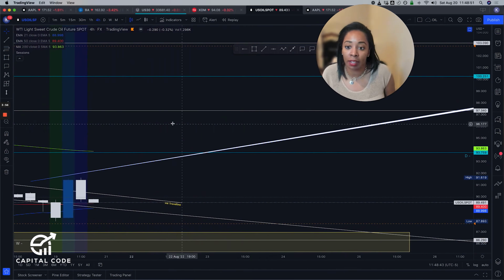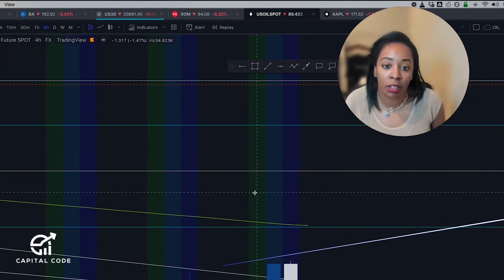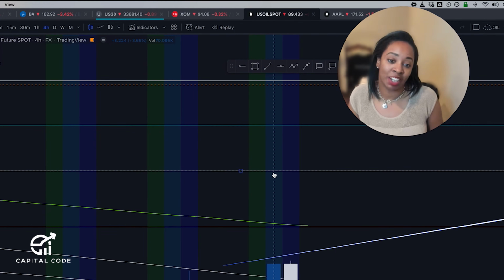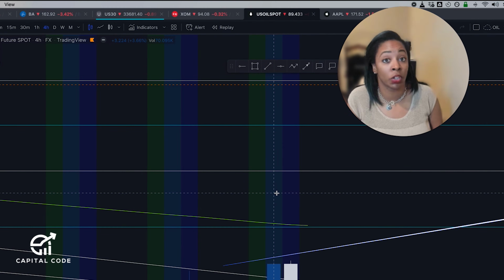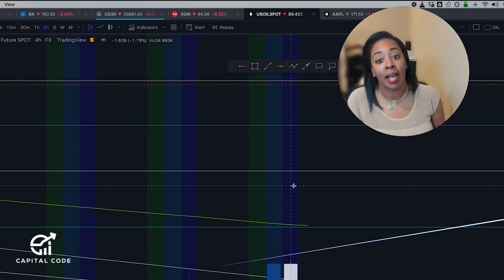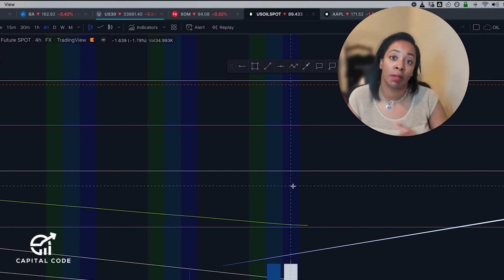So you can see that the way I have my color set up, this green is London, this lighter blue color is the crossover from the London session to the New York session, and this darker blue is the New York session. So it's really helpful for me to see what is happening during this crossover period mostly, and the New York session, because that's mostly when I trade.